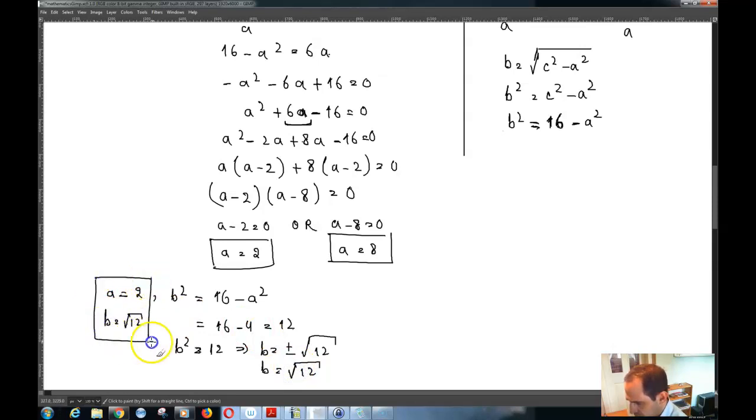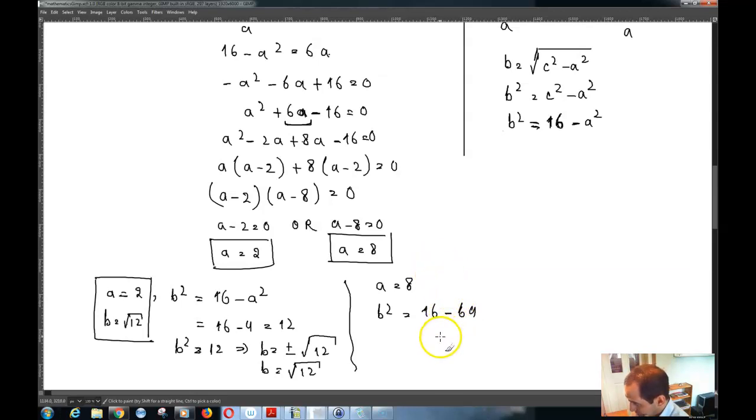That is one case. And alternatively, if a is equal to 8, then using the same equation, b squared is equal to 16 minus 64.